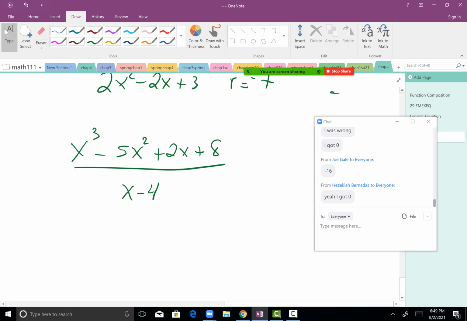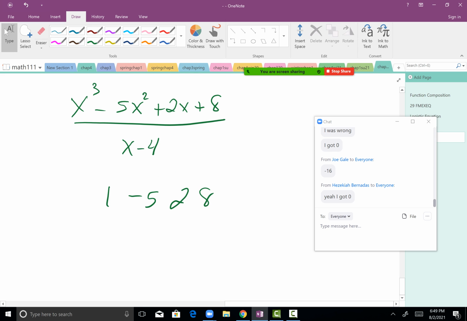So let's walk through it. Right. So again, we're only interested in the coefficients, right? So 1, negative 5, 2, and 8. All right. Those are my coefficients. I'm going to divide it by, remember, always divide by the opposite of that. So it's going to be 4, right? So it's not x minus 4. It's going to be 4. Now we're going to bring this down and multiply. Negative 1 and multiply.